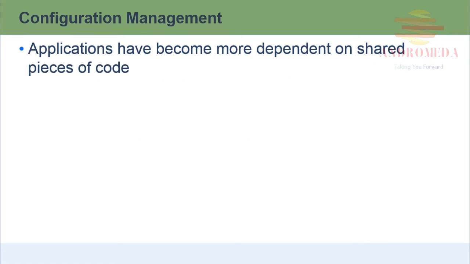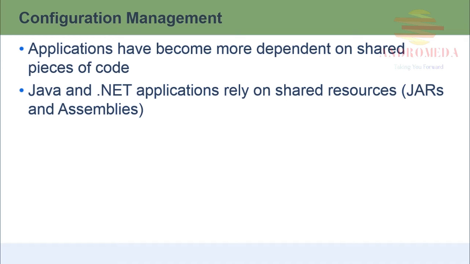Applications have become more dependent on shared pieces of code. Application development is more about coding small applications in multiple languages. Gone are the days of fully contained languages. Most applications use shared resources. Java and .NET applications rely on shared resources, jars and assemblies. These shared resources can vary in functionality and may even be buggy.